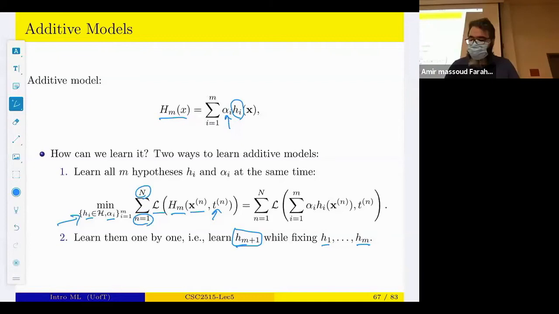Okay, so the first approach, we will talk about it later, or something similar to it, in the neural network lecture. But the approach I'm going to talk about for the rest of this lecture is learning them one by one. And it turns out that this is very similar, or exactly the same as what AdaBoost is doing, with, of course, some details. We can derive AdaBoost through this procedure.